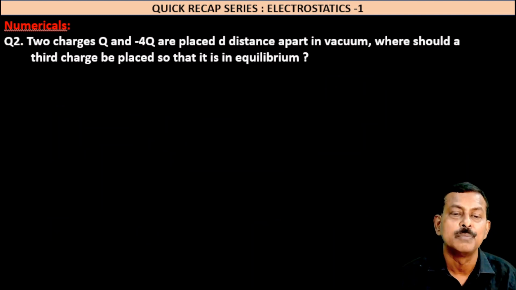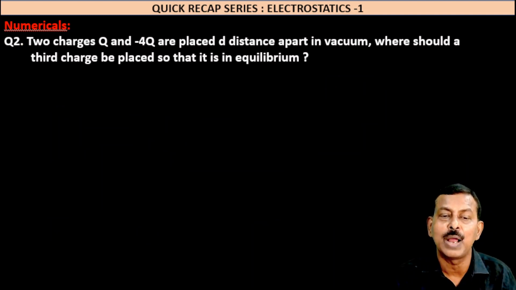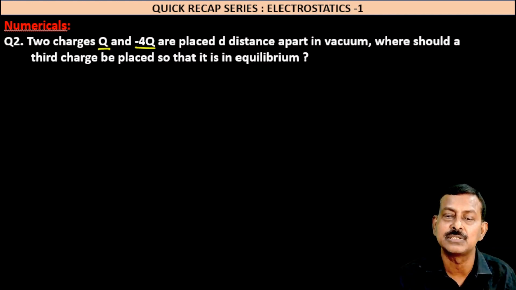Next question. Two charges Q and minus 4Q. Now this time see, the charges are of opposite nature. They are kept at a distance d apart in vacuum. Where should a third charge be placed so that it is in equilibrium?